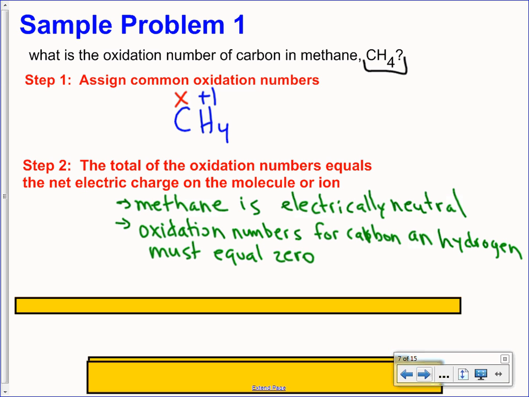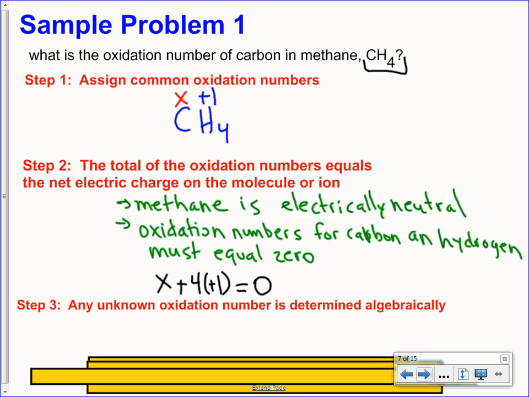So based on this, we can set up an equation to help us figure out the oxidation number of carbon. So in this case, the oxidation number of carbon, which we've said is x from the top there, plus the oxidation number of hydrogen, and we have 4 of them, so we have our 4 hydrogens, times the oxidation number of each hydrogen, which is +1. The sum of carbon plus hydrogen must equal 0. So we can set up an equation now to be able to solve for that oxidation number on carbon.